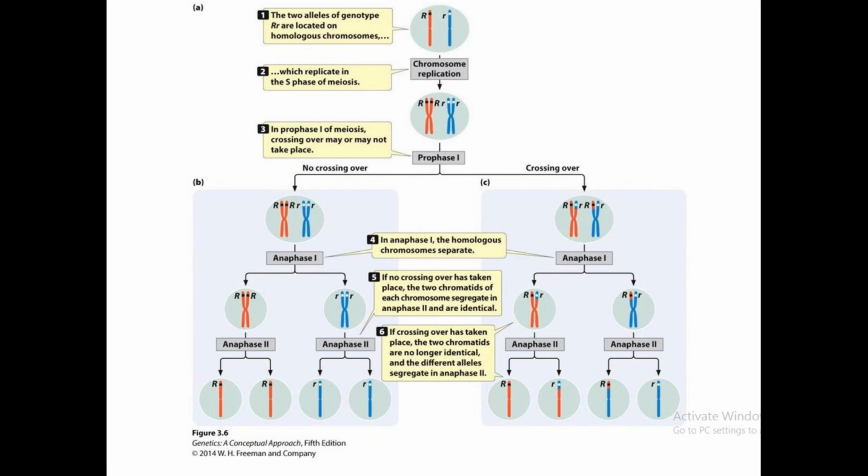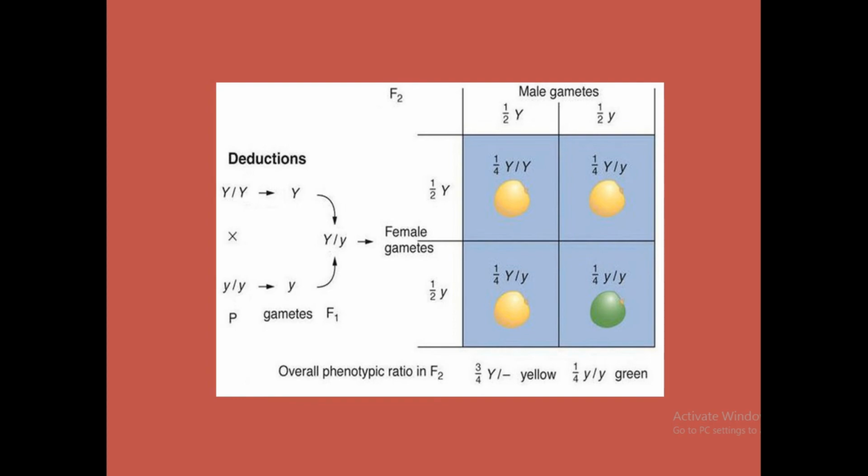We can see the color signifies the exchange of genetic material, so here we can get four different kinds of alleles. Four different kinds of alleles get segregated in anaphase 2, and this is the monohybrid cross.